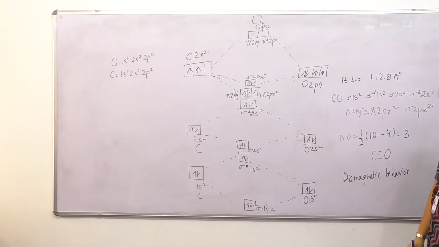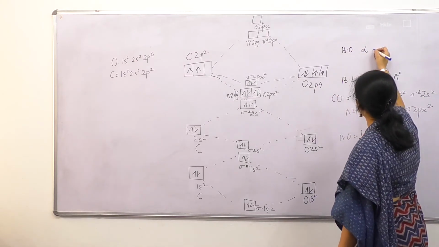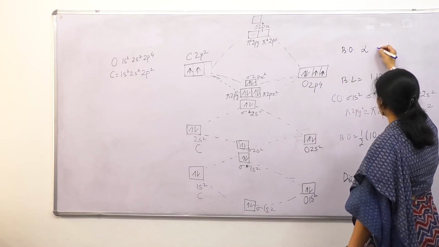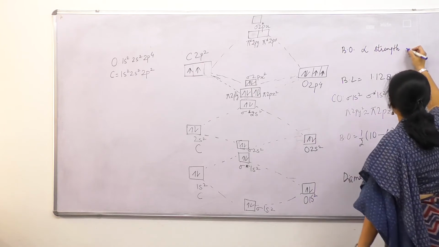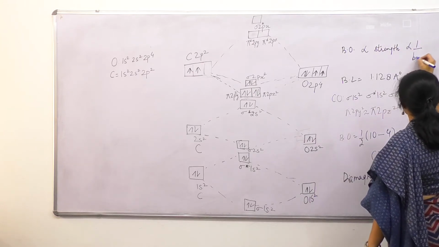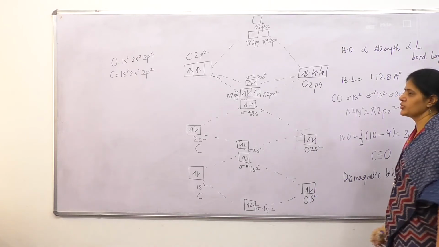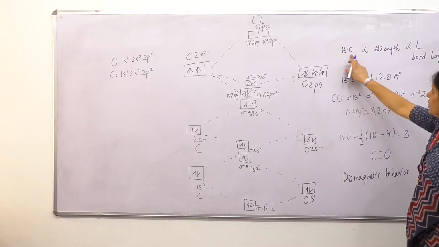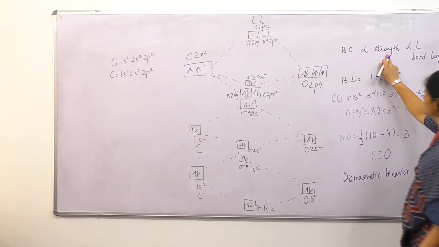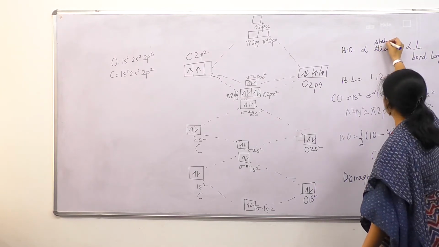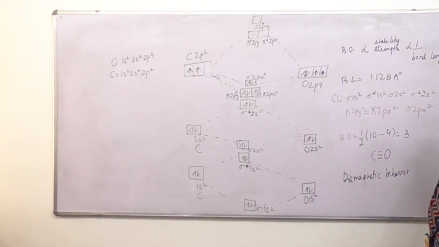And you always know that bond order is directly proportional to the strength of the molecule and inversely proportional to the bond length. It is inversely proportional to the bond length. Bond order is directly proportional to the strength of the bond, or directly proportional to the stability. We can call it stability also, and it is inversely proportional to the bond length.